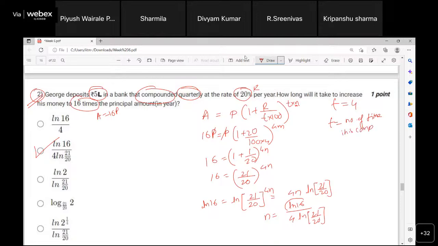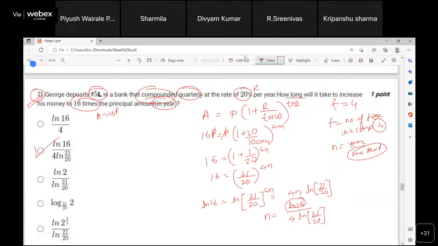So it is quarterly, means 4 times, right? And here N is the year. So that is the time period. N is in years. So we have to find out how long it will take to increase this money to 16 times the principal amount, in years.